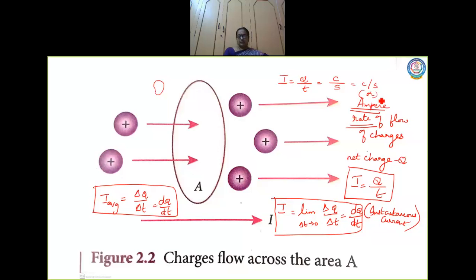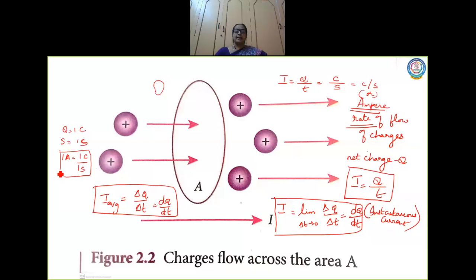Now let us take 1 coulomb of charge passing through a perpendicular cross section in 1 second. Then the current is said to be 1 ampere. Suppose we take the Q value to be 1 coulomb and the t value to be 1 second. Then the current is 1 ampere. 1 ampere is equal to 1 coulomb by 1 second. This is also the formula for current. So the current is said to be 1 ampere when 1 coulomb of charge passes over any cross section area in 1 second.